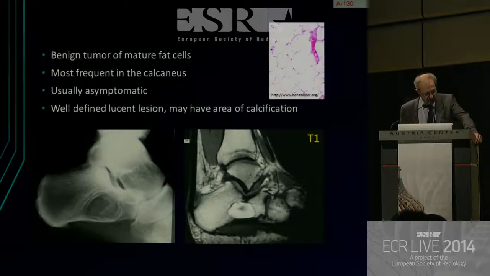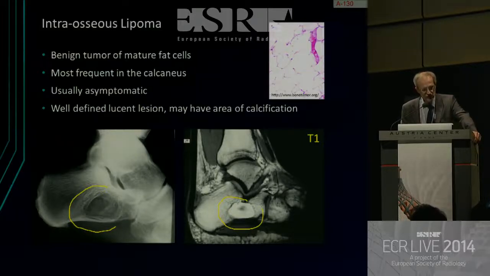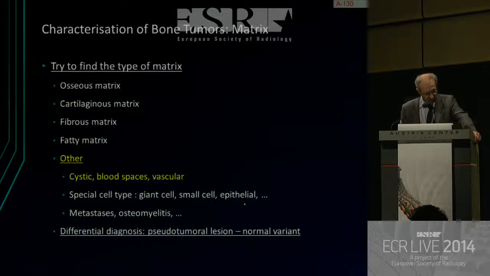Here you see a benign tumor of mature fat cells. It frequently occurs in the calcaneus, and you should make the differentiation with a solitary bone cyst. So you perform an MRI, and you will see the high signal intensity on T1. So this is an intraosseous lipoma, and sometimes there is a central calcification. But besides osseous, cartilaginous, fibrous, and fatty matrix, there's a lot of other primary bone tumors.